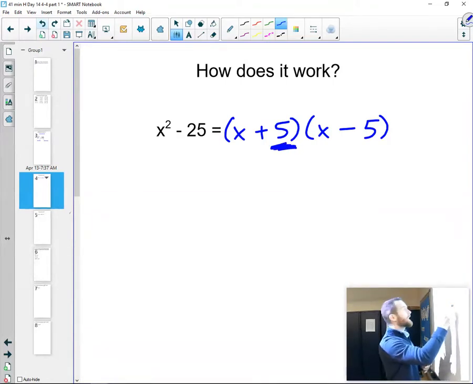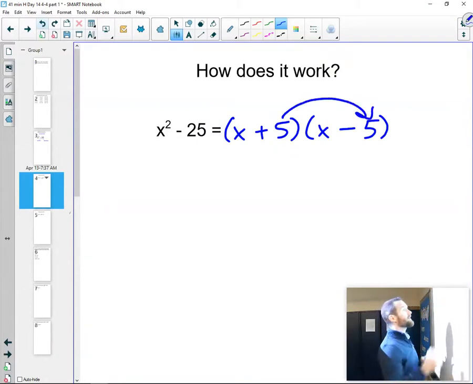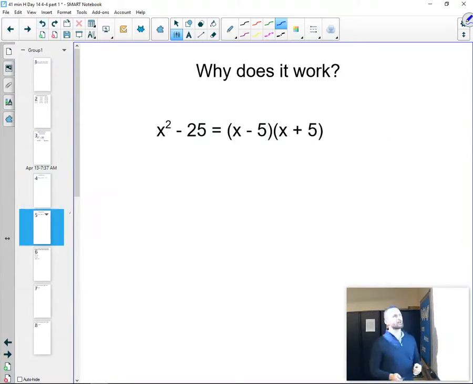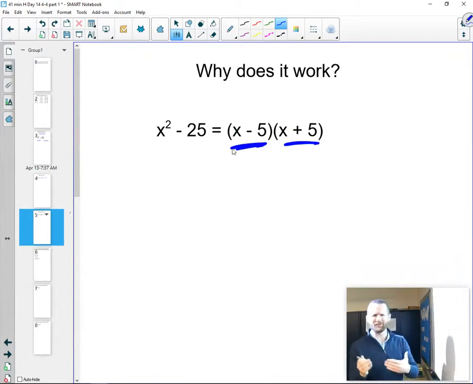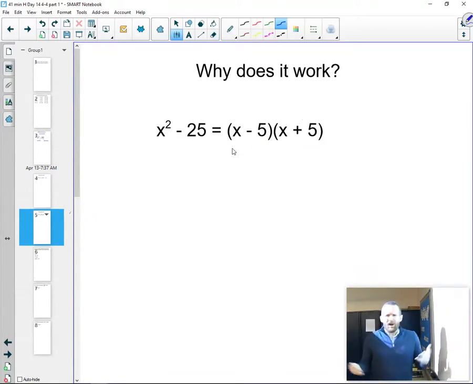Now, this 5 came from the square root of 25. Because remember, we want it to be 5 times 5 to get us back to that 25 we saw in the original. So that's how difference of squares works. But why does it work? So here we have a factored form. And again, I think I had them in the opposite order before, but it doesn't make a difference. Whether you put the plus or the minus first, it doesn't matter. So why does this work?